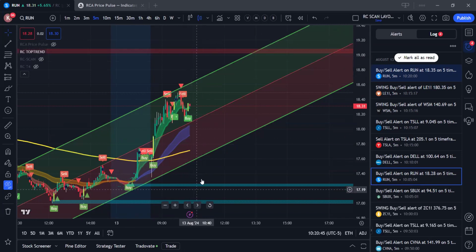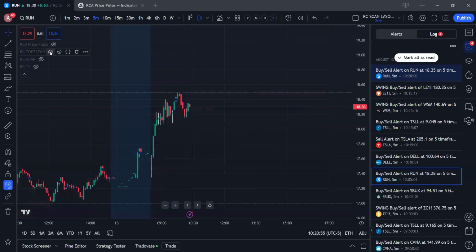This is our strong resistance, and this is our strong support. So there is no strong resistance close by. It can go all the way till $19. So Top Trend gave us the confidence.